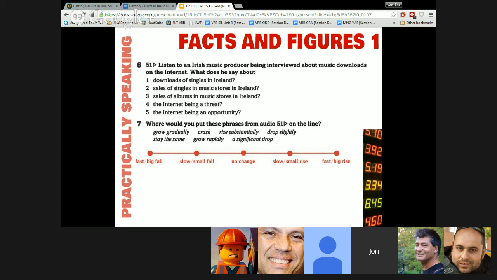All right? Paulo, what do you think about no change? Sorry, repeat, please. What do you think about the middle? No change at all. No change. Stay the same. Absolutely. Wilson, small or slow rise? Excuse me? Small or slow rise? The second one to the right. Small or slow rise?